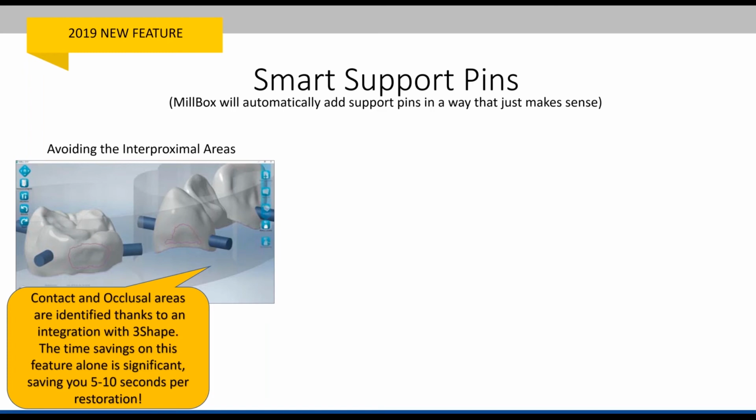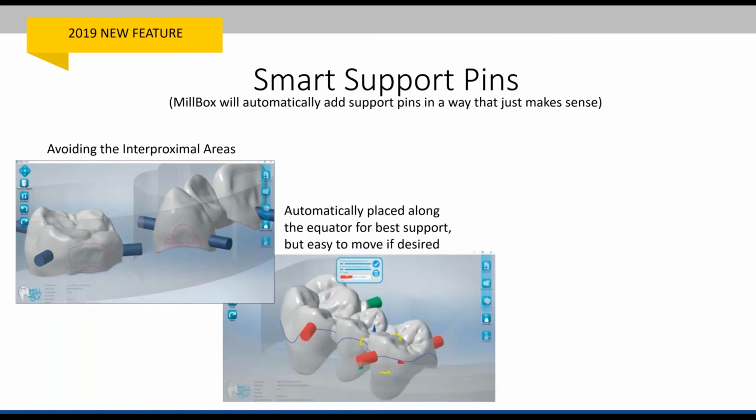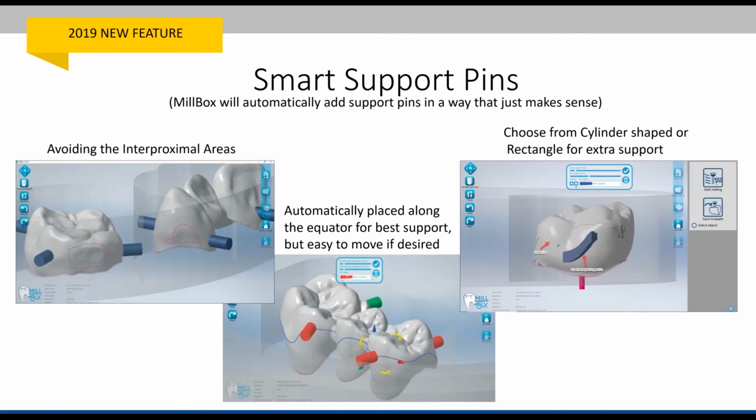So we're going to avoid the interproximal or the contact areas automatically. That's a good thing. We're going to automatically place the support pins along the equator line. So that's the balancing line there. You see that blue line on the screen, and you see the pins automatically placed along there. It's easy to move them if you desire to do that, if you need to do that to avoid undercuts or just your placement. You can move them, absolutely.